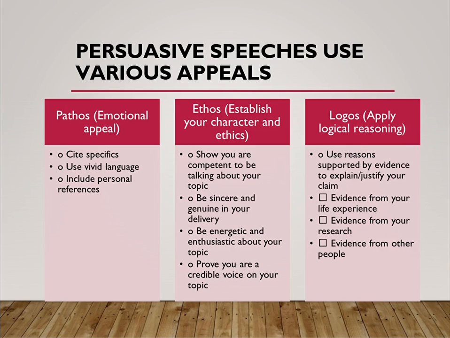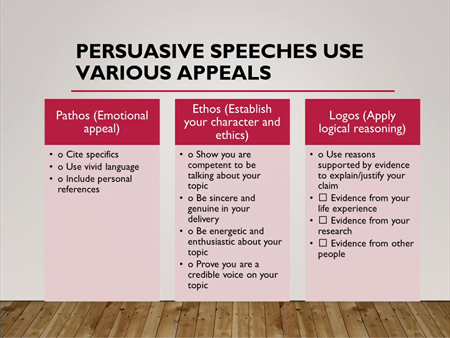Ultimately, in persuasive speech, you use 3 various appeals. The first is pathos. I think it's a Greek word. It calls for emotional appeal. You cite specifics, meaning you cite facts, use vivid language, and you include personal references. So this calls for personal stories, and I think some of you did that in your informative speech. You use personal references because as human beings, we are really attracted to emotional appeal.